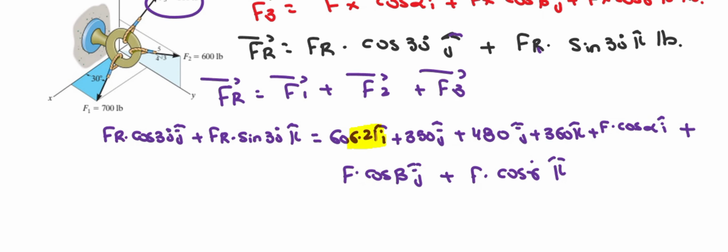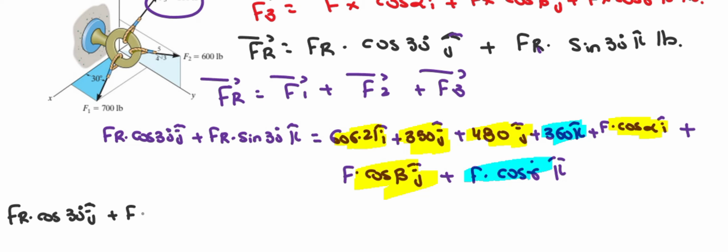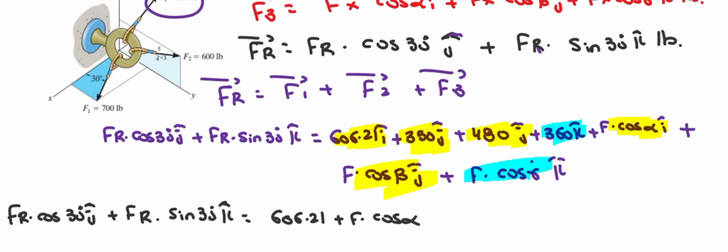Now add i with i. Similarly, add j with j, and lastly add k with k. So we will get Fr dot cos 30 degree j with positive sign Fr dot sine 30 degree k, which is equal to 606.21 with positive sign F dot cos alpha, where I take i common from each expression. With positive sign, if we add 480 j with positive 350 j and with positive F dot cos beta j, we will get 830 with positive sign F dot cos beta j.